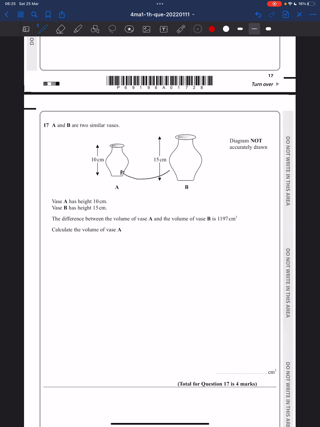So to go from there to there, we'll call this... there's quite a few marks here. We have to divide by 1.5. Okay. And then, so the length scale factor is 1.5. The area scale factor is 1.5 squared.